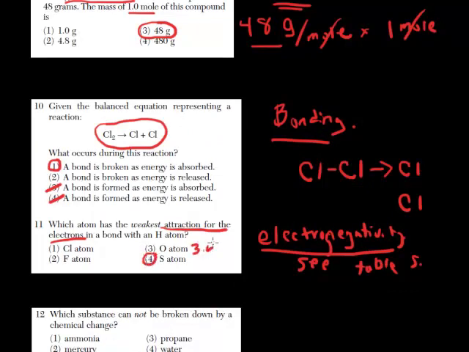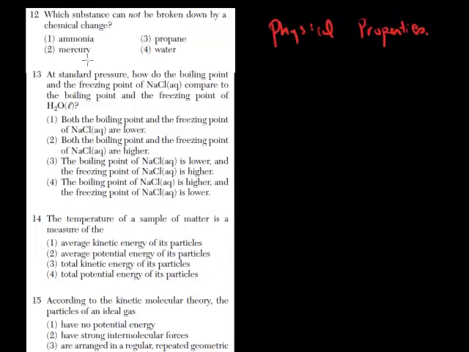Again, this was 3.4, this was 2.6, the chlorine was 3.2, and the fluorine is 4.0, of course, the strongest one. So we chose answer 4. This section of the exam, questions 12 through 15, deals with the physical properties. Which substance cannot be broken down by a chemical change is question 12.